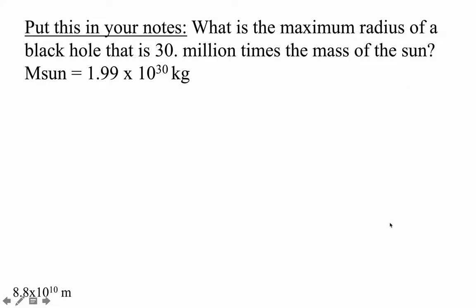All right, so this is the thing from your note guide. What is the maximum radius of a black hole that is 30 million times the mass of the sun? And by the way, we used to think that black holes were these extraordinary exotic things. They are actually quite common. Every galaxy, as far as we can tell, has numerous giant black holes in the center of it. So we're going to go: R is 2G times the mass of the central body over c squared.